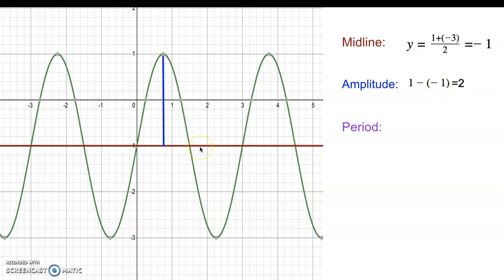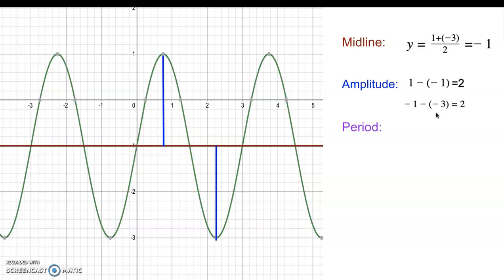Another way to find the amplitude is to start from the midline. So we have the midline, -1, minus the minimum value of y, which is -3, and that equals 2. So our amplitude is 2.